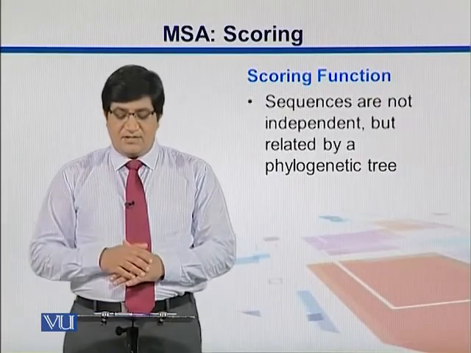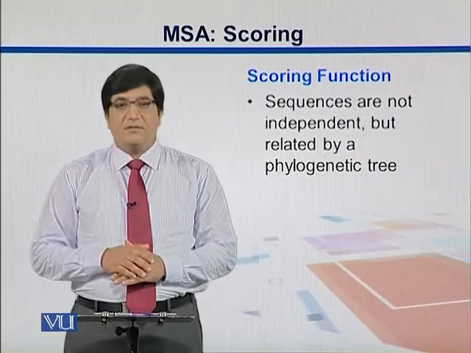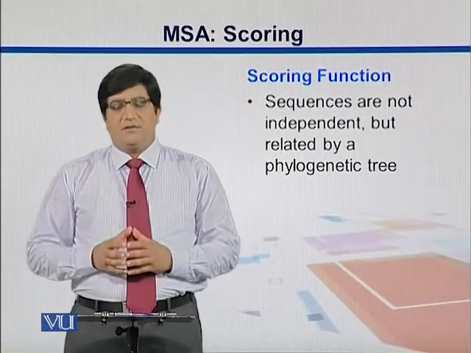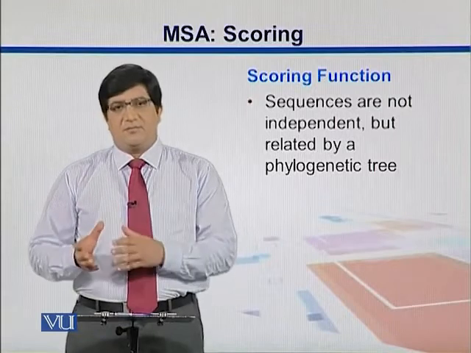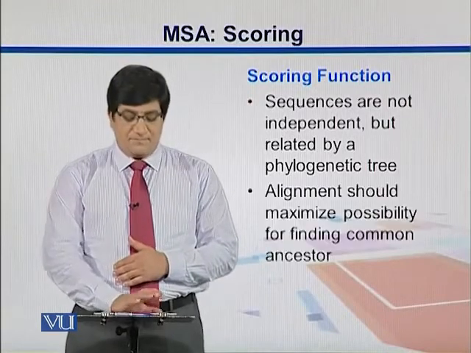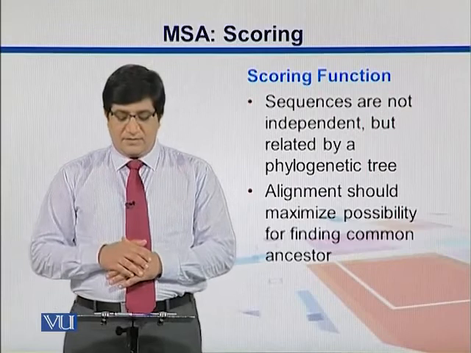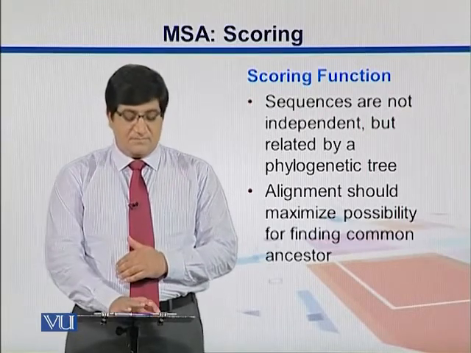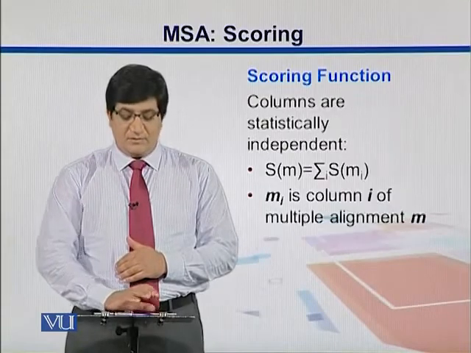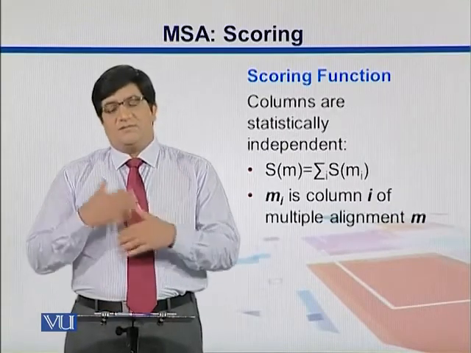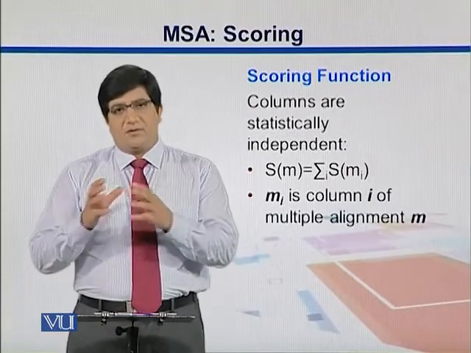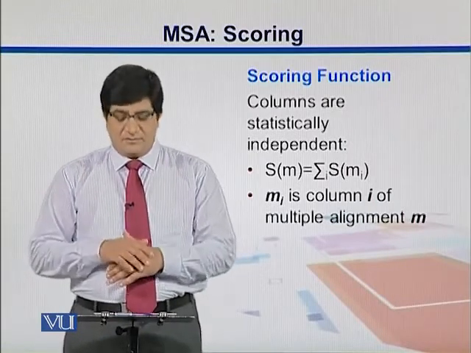We should also consider that sequences are not independent, but they are related by phylogenetic histories, which are represented by phylogenetic trees. And then these alignments should maximize the possibility of finding the common ancestors. So all these things, including these phylogenetic relationships, are taken into account while scoring those alignments.